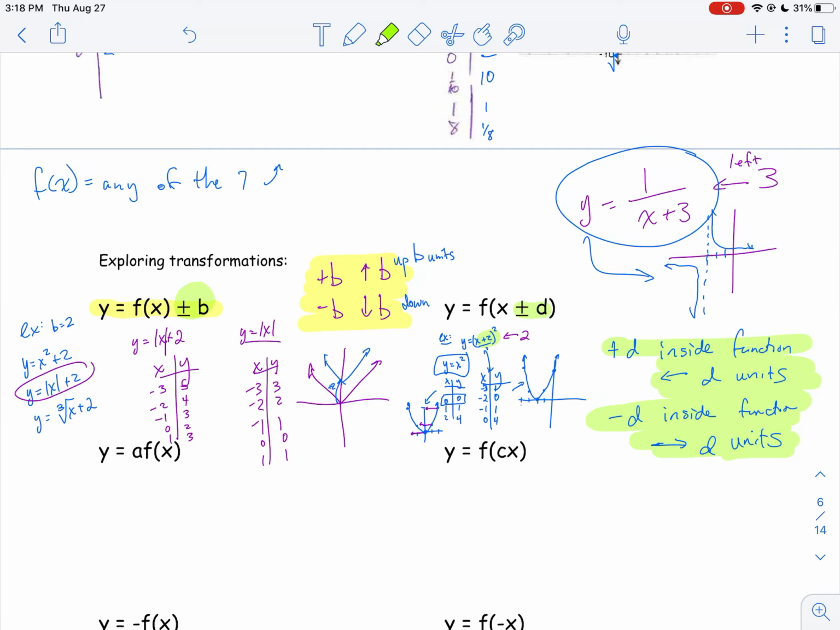Alright, so key idea. Add or subtract outside, move up or down, matching the sign. If it's on the inside, it's going to be opposite of what you might expect. If you're adding, it's going to go left. If you're subtracting, it's going to go right.